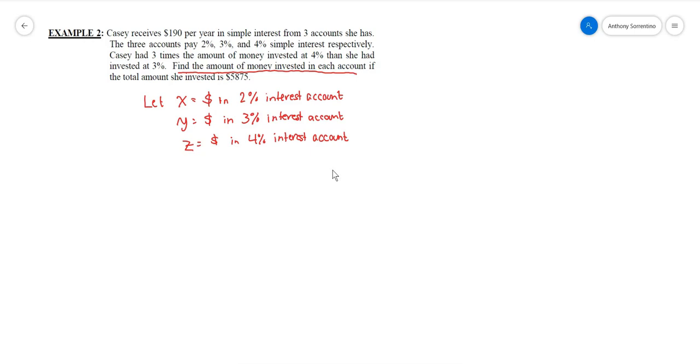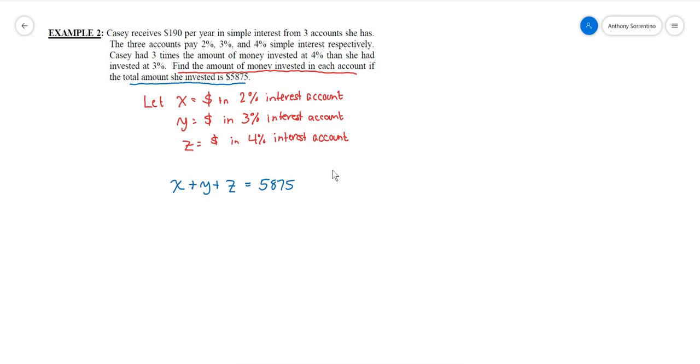The first one I'm going to write here is the total amount she invested is $5,875. That's the easiest one, because the total amount she invested would be the sum of these 3 accounts together, the original values of each one. So that would be x, y, and z added together. So that equation from that information would be x plus y plus z equals 5875.